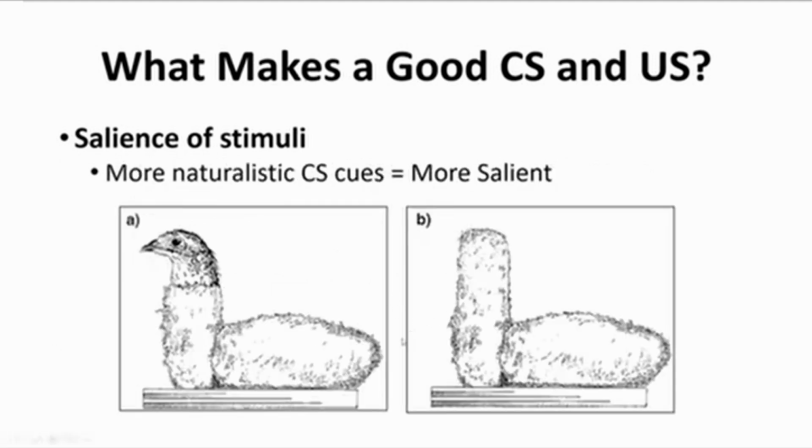If we hop to the next slide here, we can have a more naturalistic stimulus. This stimulus here looks more like a female quail than this stimulus here. By adding extra characteristics that make it look like a female, they can make it more salient because it's more naturalistic.